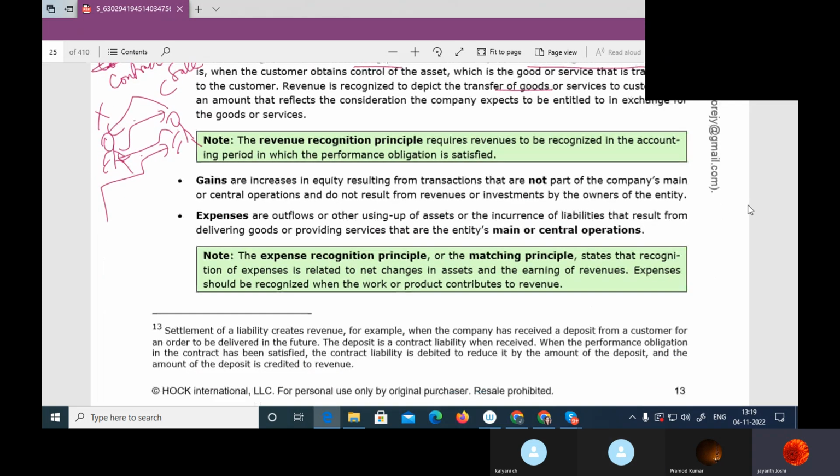Now, what is gain? See, gain doesn't happen very often. Gain is something resulting from transactions that are not a part of the company's main or central operation. You sell goods on a daily basis and you generate revenue. It's a routine activity for you. You sell some asset or some investments once in a while. Correct? For that, if you get a higher amount, it's a gain.